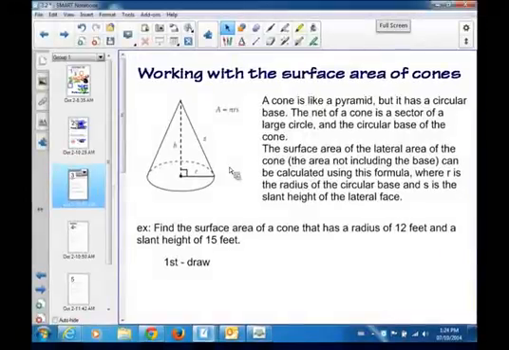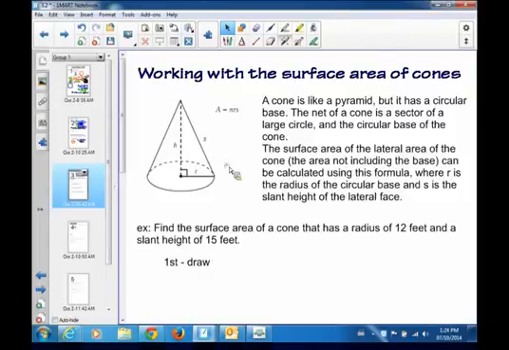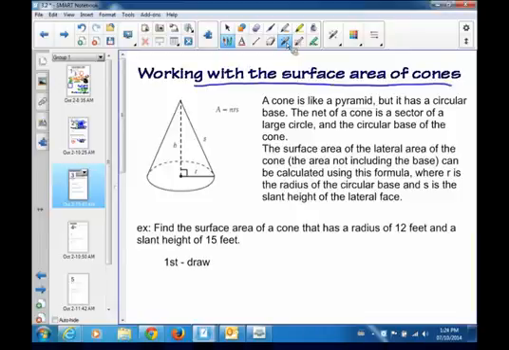So, in section 3.2, the surface areas, I'm talking to the computer because I'm recording it. So, working with the surface area of a cone. Ice cream cone turned upside down, right? That's what we're talking about.